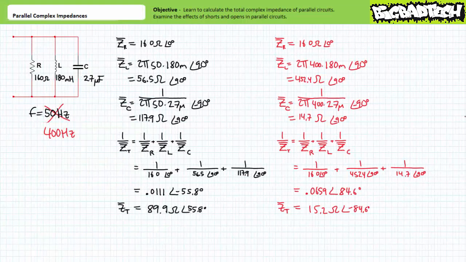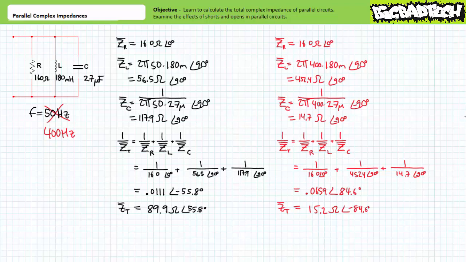At 400 Hz, the 160 ohm resistor would still present a complex impedance of 160 ohms at an angle of 0 degrees. Substituting our given values into the inductive and capacitive complex impedance formulas, we arrive at the following results. The inductor has a complex impedance of roughly 452.4 ohms at an angle of positive 90 degrees. As we expected, its magnitude increased. The capacitor has a complex impedance of roughly 14.7 ohms at an angle of negative 90 degrees. As we expected, its magnitude decreased.